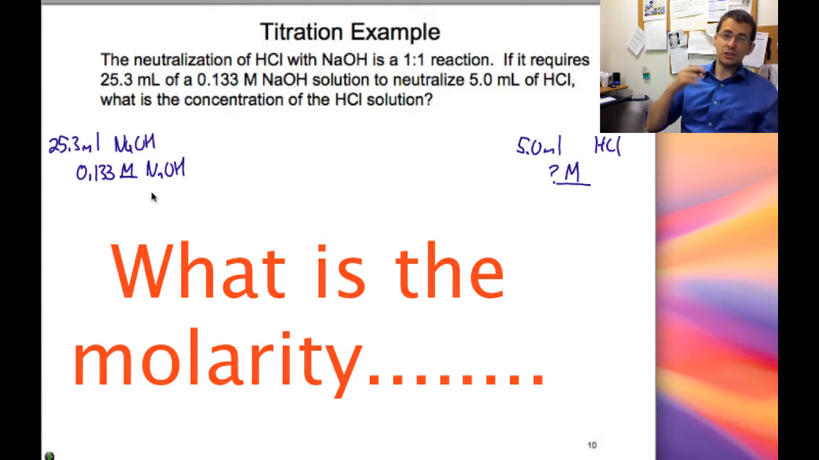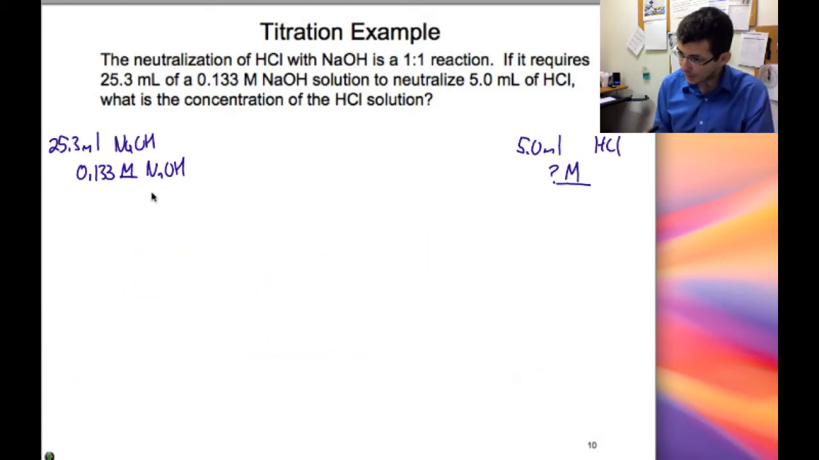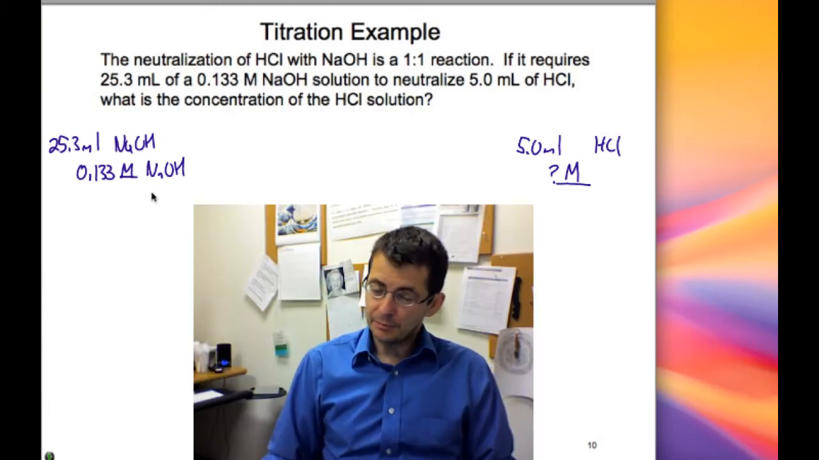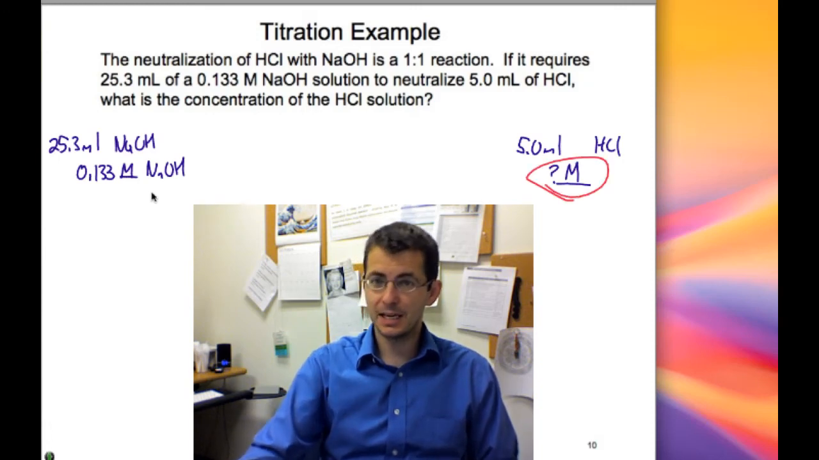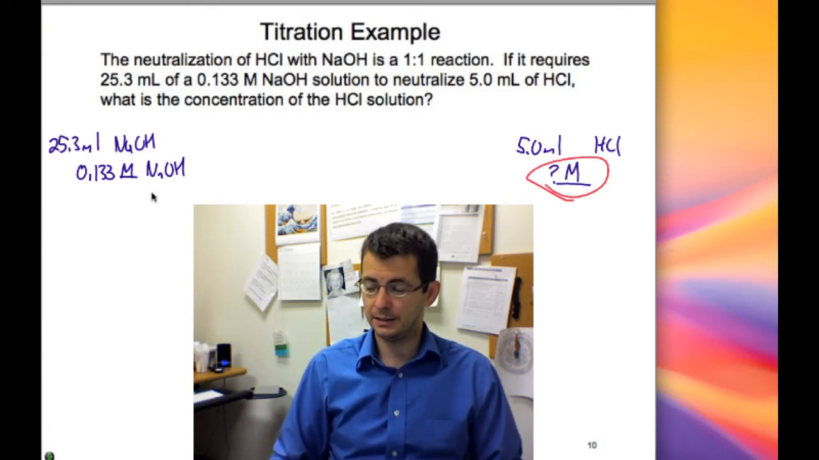So even though they give us two quantities, this is not a limiting reagent problem, because they didn't really give us two quantities. They gave us a volume. A volume without a concentration is worthless. So what kind of problem is this? This is a what-is-the-molarity kind of problem.